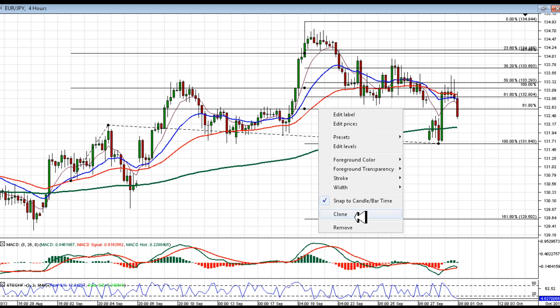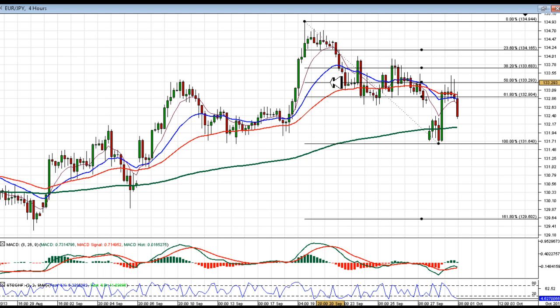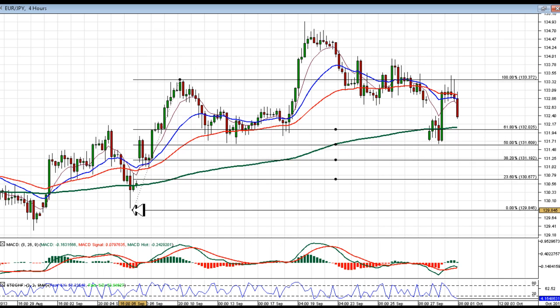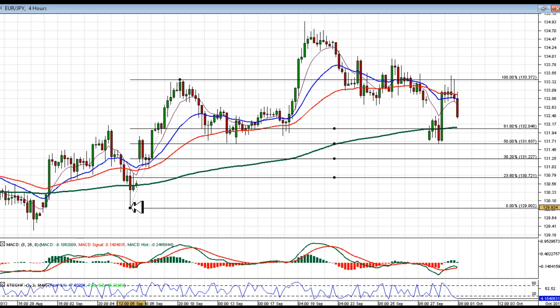Okay, let's just take these off, and let's practice drawing the Fibonacci retracement tool. And let's take some past areas here. Let's take it from this high all the way down to this low here.